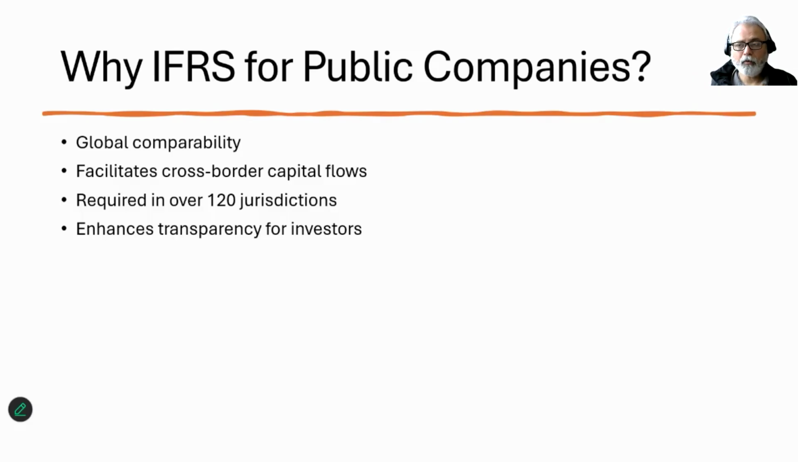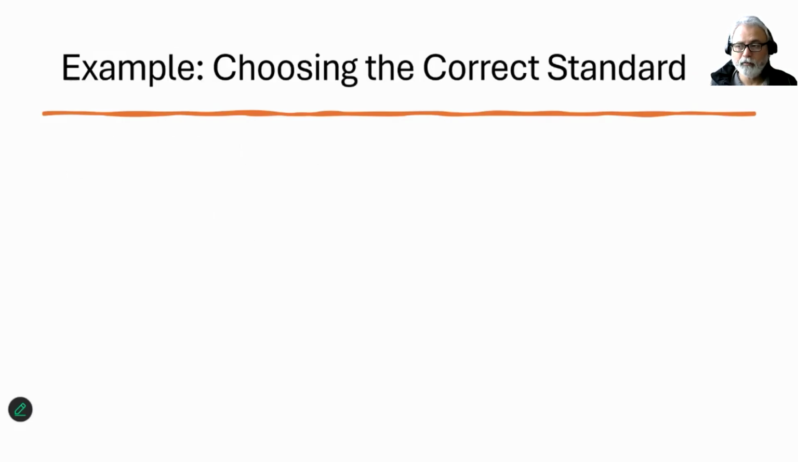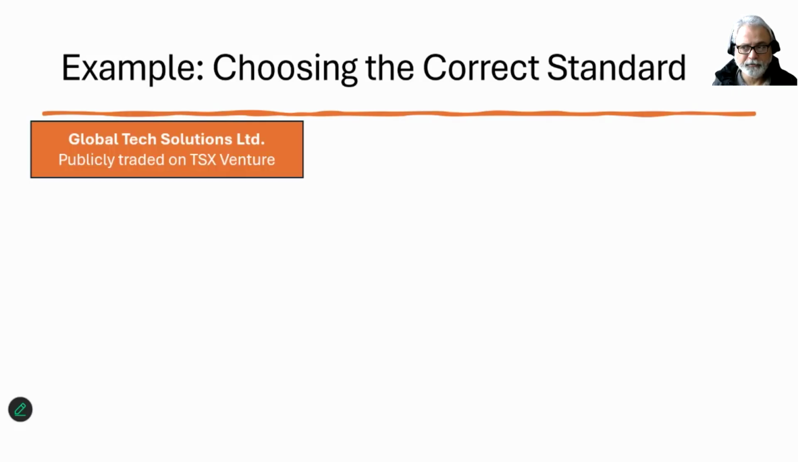So it is very important for us to know what kind of company we are dealing with, because that will tend to be the first step for us to go refer to the handbook to find out how to account or how to report on a certain matter. So by way of an example, let's take a look at Global Tech Solutions.